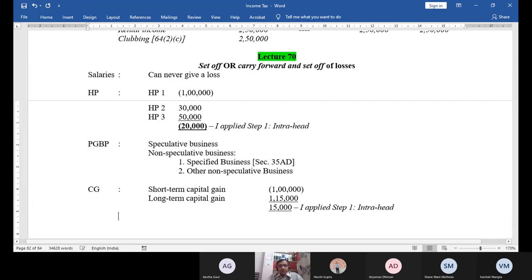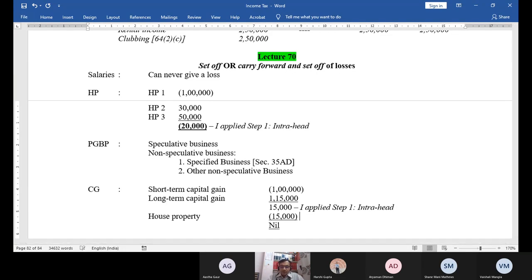So what I will do? I will adjust my house property loss here. House property, how much? Only 15,000 is allowed because I have a positive capital gain of only 15. And my net result is what? The capital gain will show nil. Do you know how I have computed my capital gain?